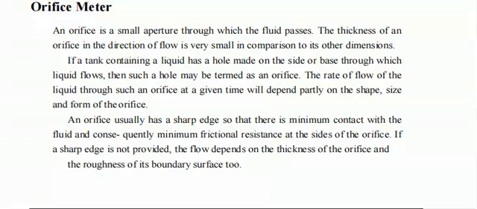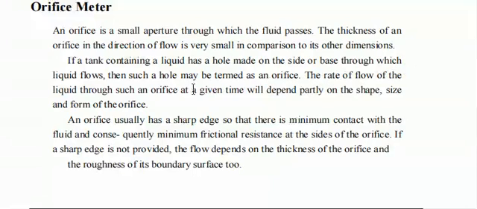We use this orifice meter to find out the discharge or flow rate through the pipe. The function is the same as that of the venturimeter. This is also a flow measuring device or discharge measuring device. If a tank containing a liquid has a hole made on the side or base through which the liquid flows, then such a hole may be termed an orifice. If you take a circular plate and make one hole at its center, it becomes our orifice meter. Here, if we take one tank and make one hole at the bottom of that tank, that will become our orifice.